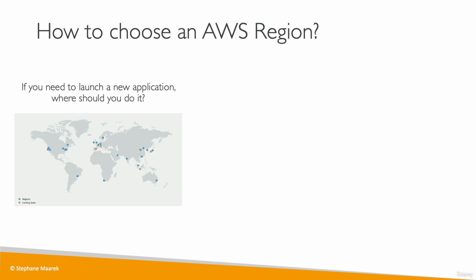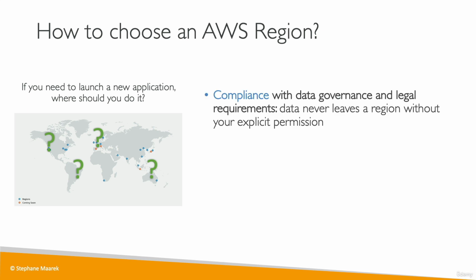So say you're launching a new application, where should you do it? Should you do it in America, in Europe, in South America, or in Australia? Well, the answer is, of course, it depends. But let's look at some factors that may impact your choice of an AWS region. The first one is compliance. Sometimes governments want the data to be local to the country you're deploying the application in. For example, data in France may have to stay in France, and therefore you should launch your application in the French region.